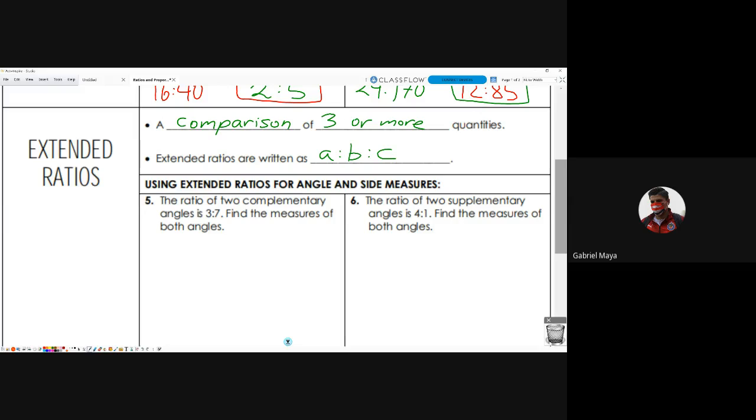Okay, so extended ratios. Here they ask us, the ratio of 2 complementary angles is 3 to 7. Find the measure of both angles. Oh, fun. So that means you're going to do this: 3x plus 7x, because that's our ratio, 3 to 7. And so 3x plus 7x equals 180. Do you concur?